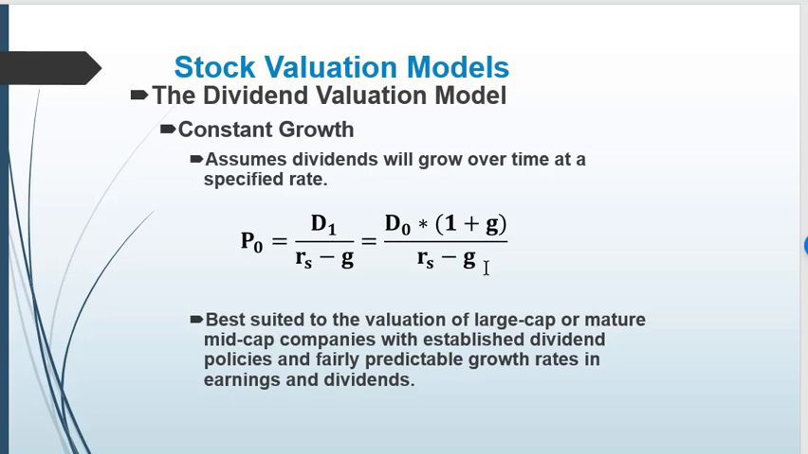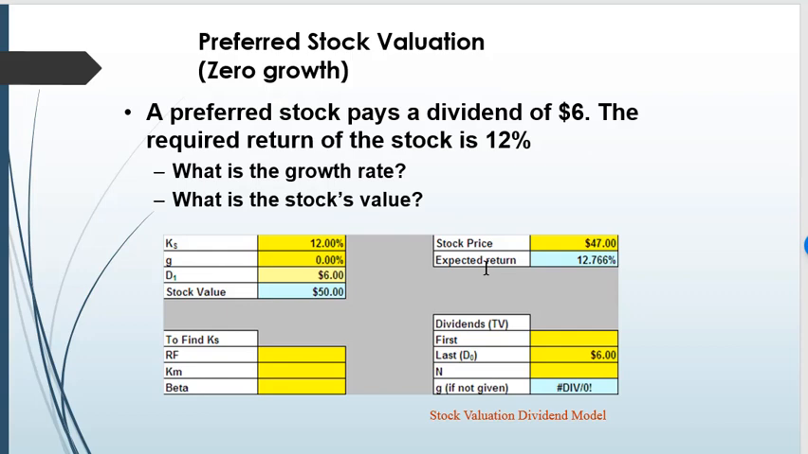This works very well with large, mature companies that have established dividend policies. But if a company doesn't pay a dividend, or if it's erratic in paying dividends, this type of model will not work very well. So let's think about a preferred stock. Preferred stock pays a dividend of $6. The required return is 12%. So in our stock valuation dividend model worksheet, we can plug our numbers into the yellow boxes. $6 is D0, the beginning dividend for the stock.